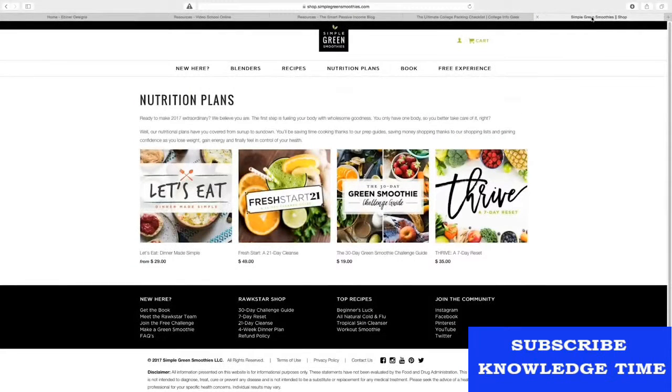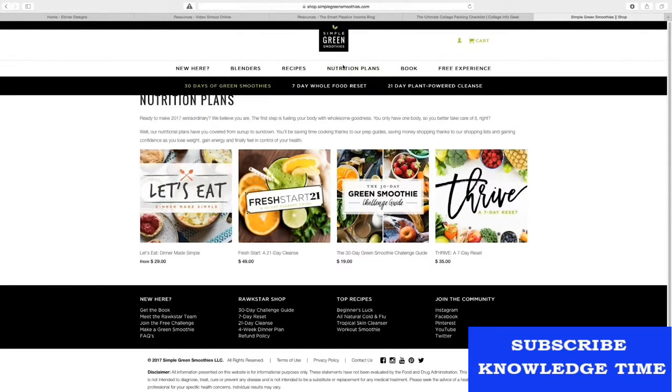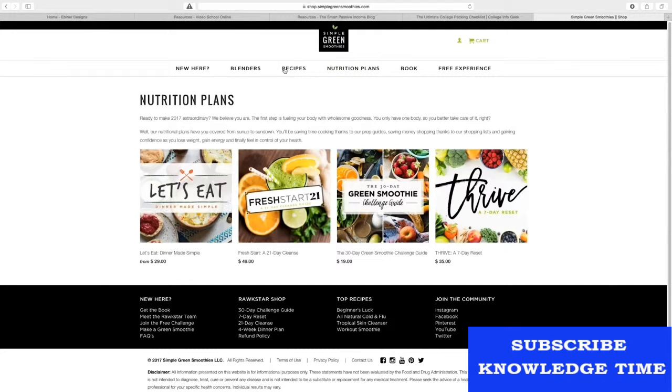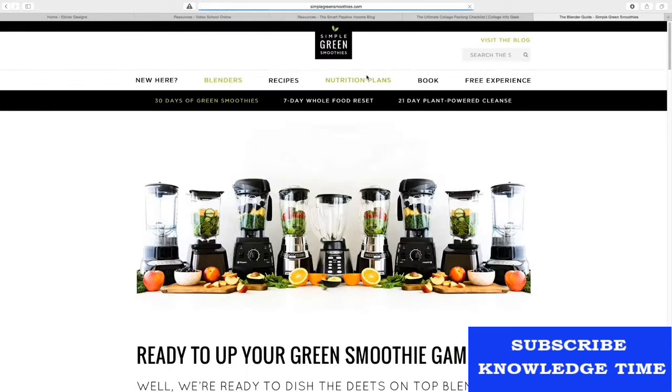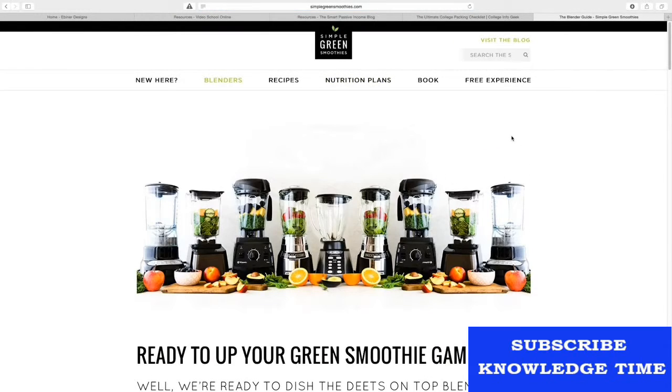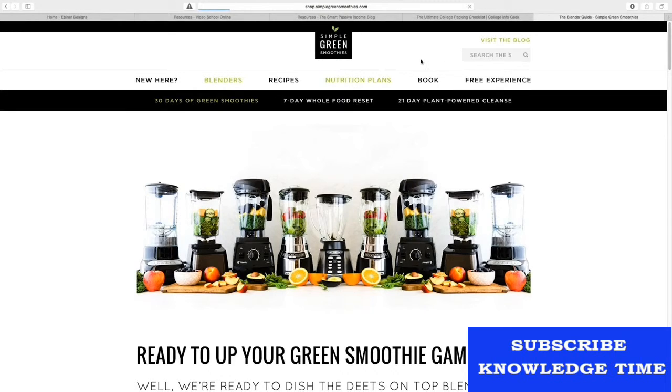With Simple Green Smoothies, they don't have a technical tools or resources page that's linked to on their homepage menu, but they do have this nutrition plans link and the recipes plan, which is kind of like a resource page. They have their blenders right here, which I'm sure they are affiliates for as well. So because their business is based off of smoothies, they're probably making a decent amount of affiliate income by referring people to these blenders and these nutrition books.